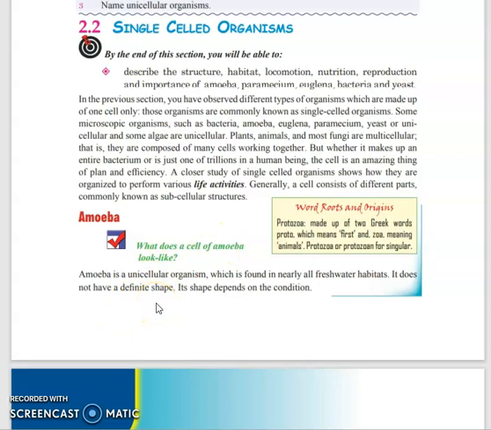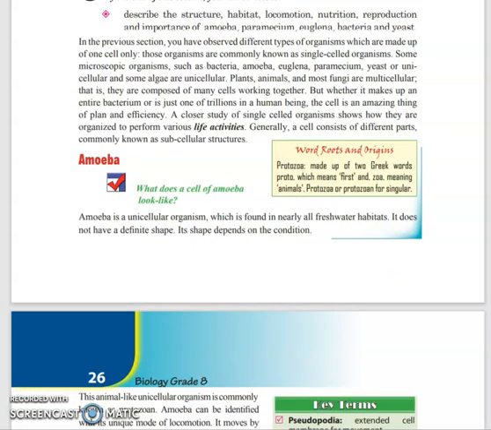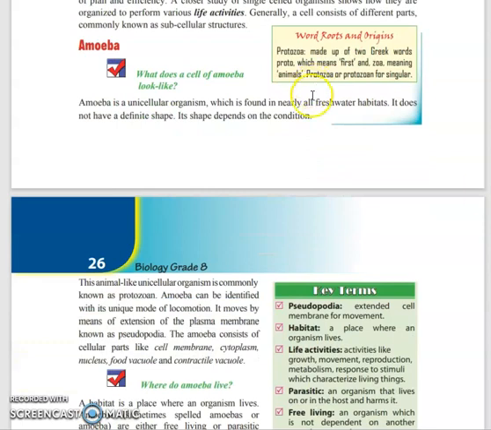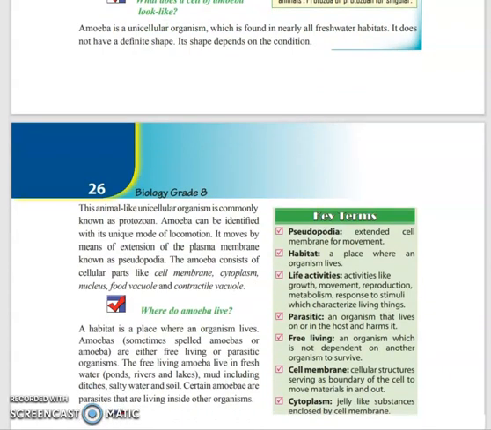What does a cell of amoeba look like? We're going to see that now. Amoeba is a unicellular organism which is found in nearly all freshwater habitats. So freshwater habitats is where they're found, and it does not have a definite shape. Its shape depends on the condition.